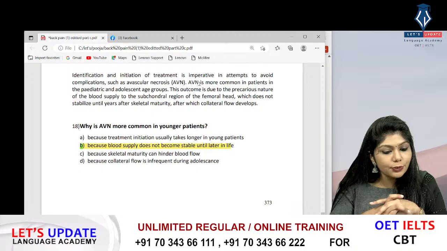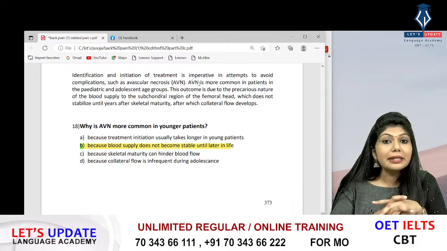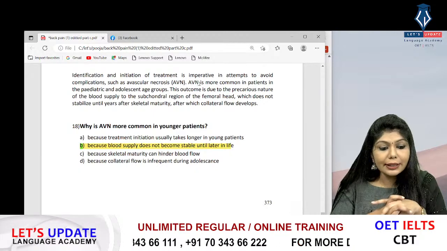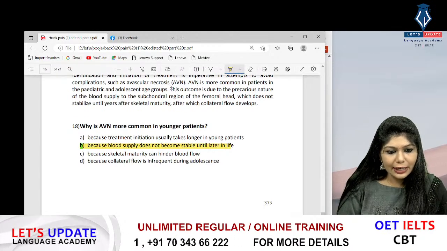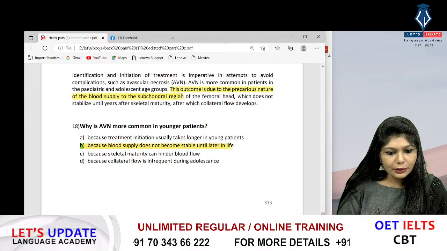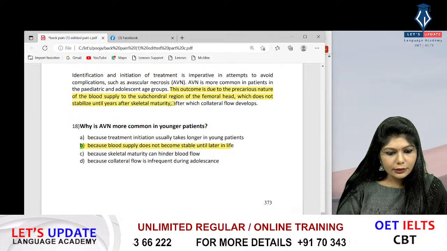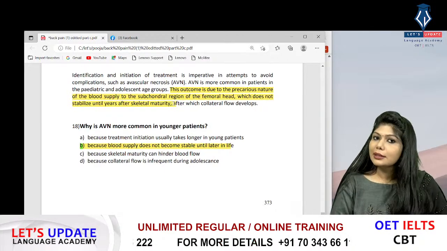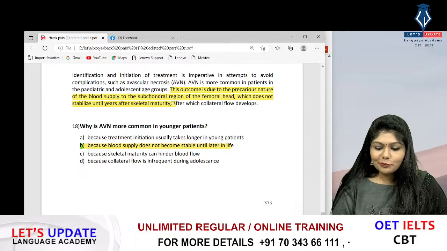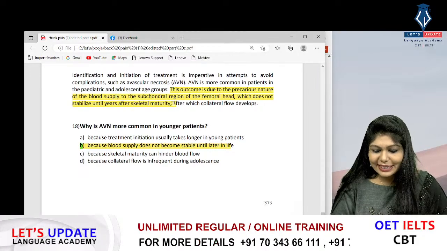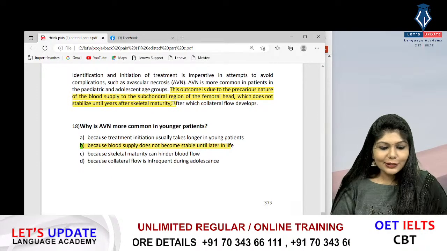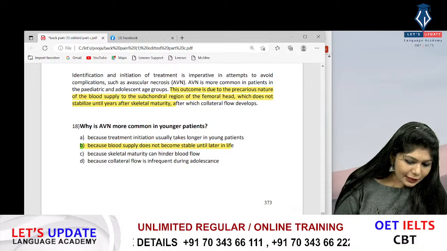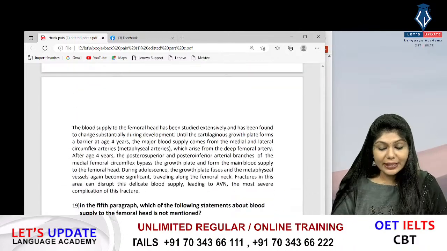And that is when the blood supply will become stable. Until then it does not. And that is why your answer is B. So I'll just highlight that part of the answer. I hope that is clear to you. Yes, exactly, Shinju Prasad. Right, and so now moving on to the next question.